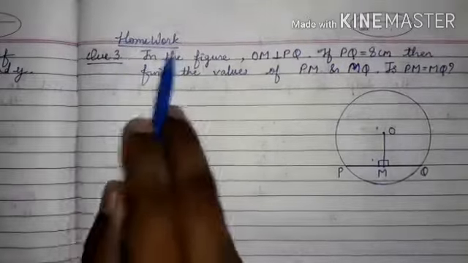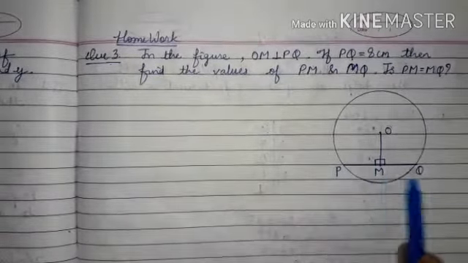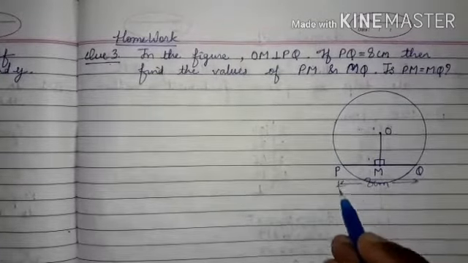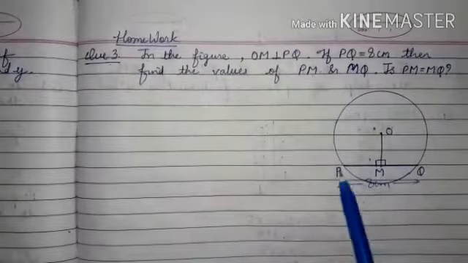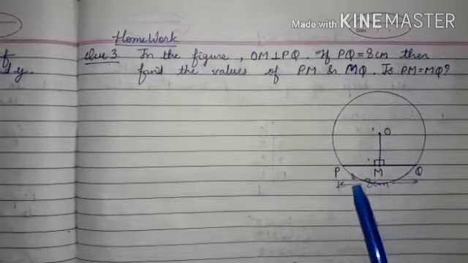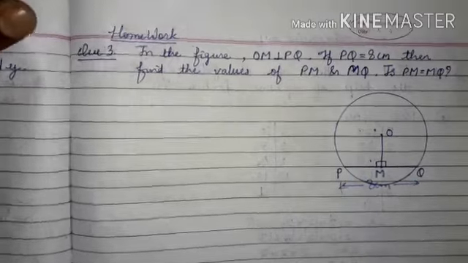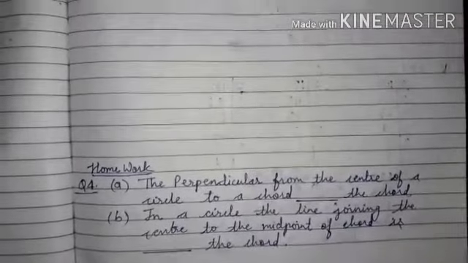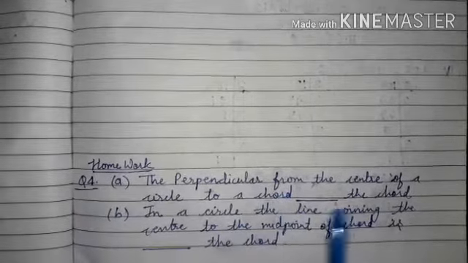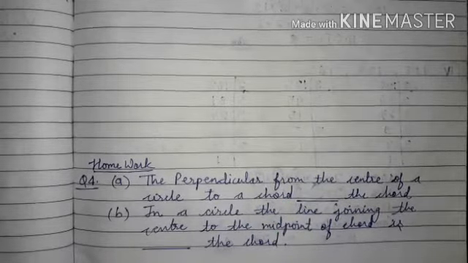Now homework question is question number 3. In the figure, OM is perpendicular to PQ. If PQ is 8 centimeters, then find the value of PM and MQ. Is PM equal to MQ? This one you have to find by yourself, and this fill in the blanks is your homework. Question number 4, A and B, that is your homework. This I have explained in the first. Do it by yourself.